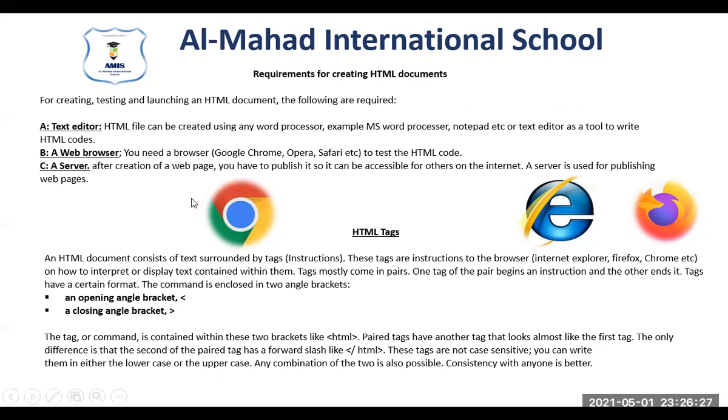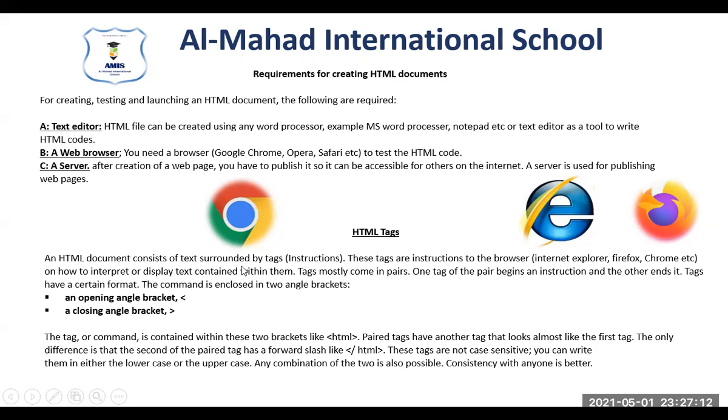First of all, there are three very important things. One is the text editor. An HTML file can be created using any word processor. Word processor means you can write words, which can be alphabetic or numeric both. Got it? Word processing means we will write statements or commands, and you will see how we write a command. Now you will see there are different browsers you can use, and for our HTML you will use Internet Explorer.